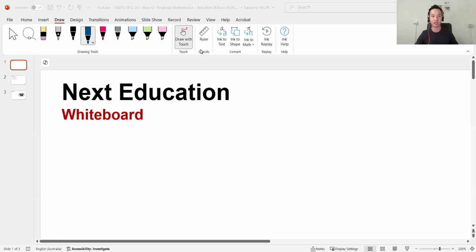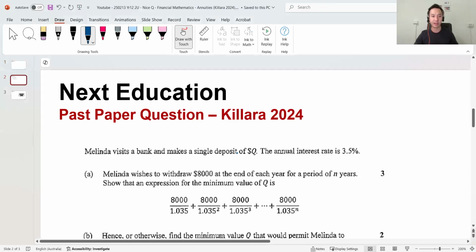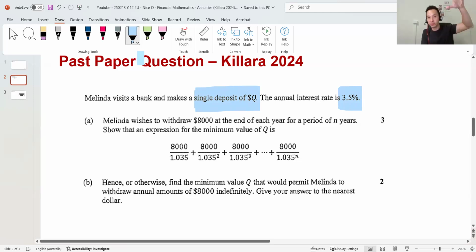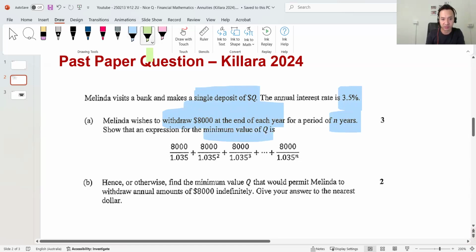All right, now let's dive right into the Kalara question. So 5 marks, 3 marks and 2 marks for part A, part B. Let's have a look. When she visits a bank and makes a single deposit of Q, the annual interest rate is 3.5%. Perfect. So she makes a single deposit of Q, and then she wishes to withdraw $8,000 at the end of each year for a period of N years. Show that the minimum value of Q is this.